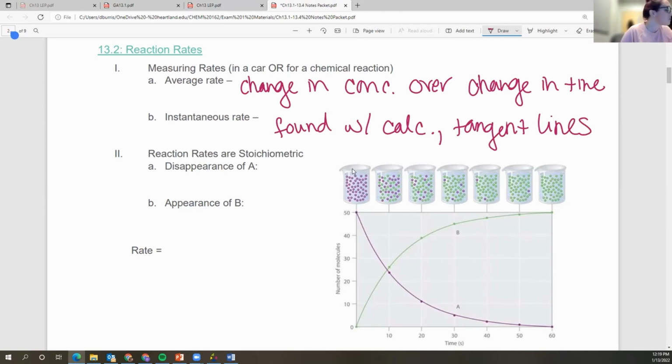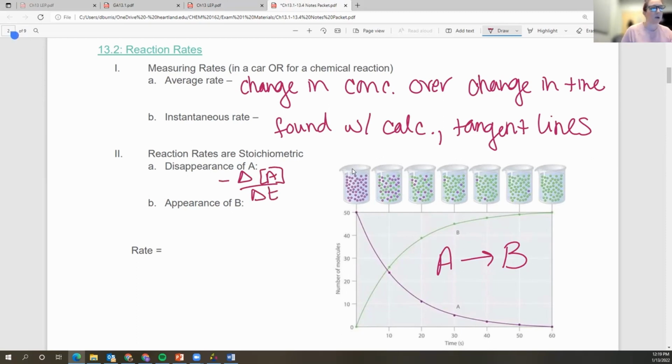Okay. Another important thing to note is that reaction rates are stoichiometric. And what that means is you have to have the balanced equation and they are actually related to each other. So if I'm looking at this reaction, actually the rate of appearance of B matches the rate of disappearance of A. And what that means is this reaction is just a one-to-one ratio, A turning into B. So if I were to write what the rate is, I would write that the change in concentration of A over the change in time.